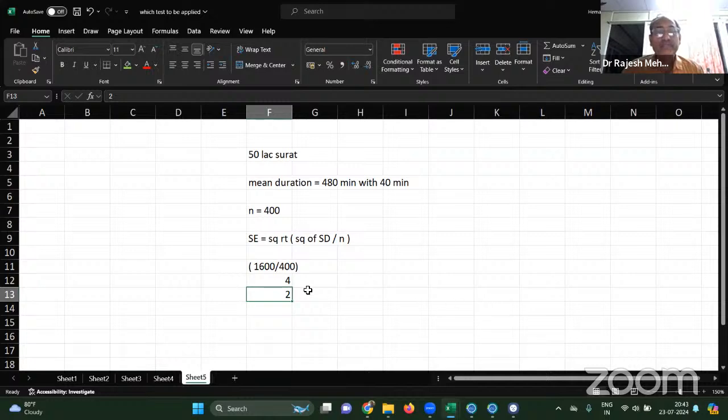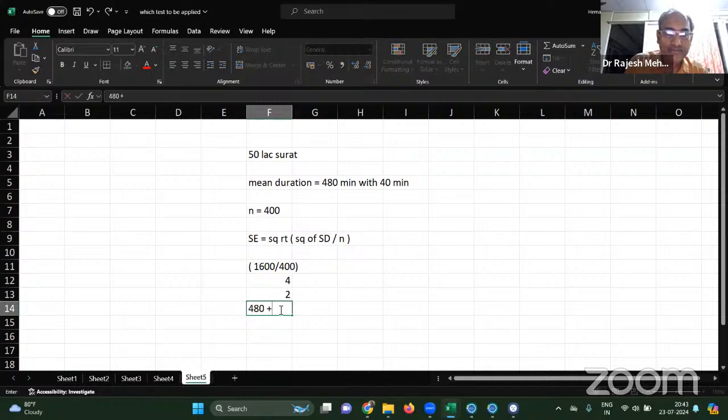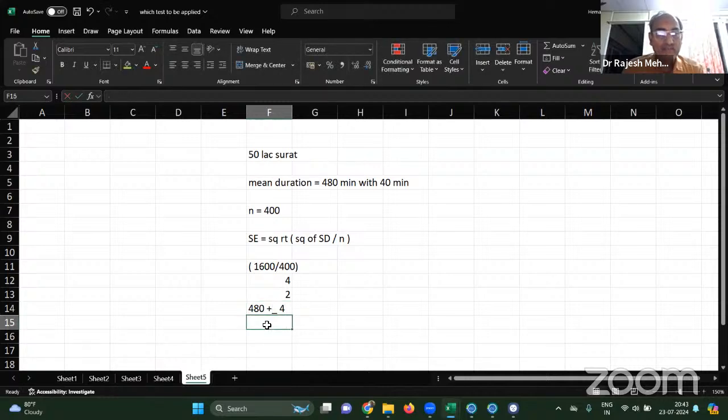So for the Surti people, the answer would be 480 plus minus 4. If you want to find out the mean sleep duration of Surat people, 480 minutes plus minus 2 into 2, is 4. So 476 to 484, that will be the mean duration of sleep in Surat people.